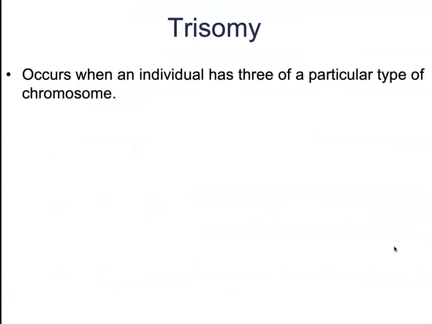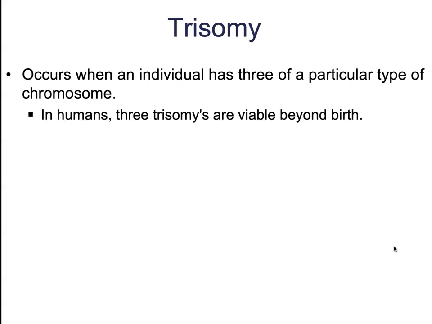So like I said, a trisomy occurs when an individual has 3 of a particular type of chromosome. In humans, there are only 3 autosomal trisomies that are viable beyond birth. Now, an autosomal trisomy is a trisomy of a chromosome that is not the sex chromosome. Autosomal chromosomes are just there for the rest of the body. Sex chromosomes, we differentiate. So in your body you have 22 different autosomal chromosomes, and your 23rd chromosome is going to be your sex chromosome. So when I'm speaking here, this is about autosomal chromosomes.